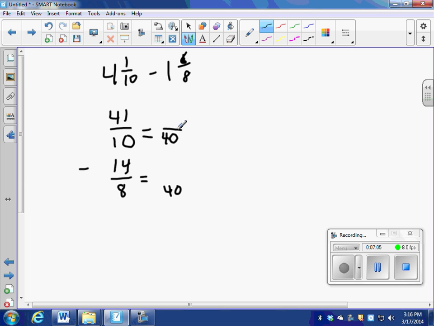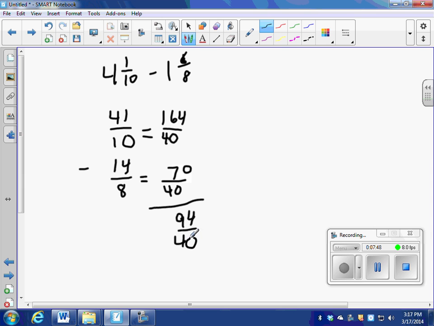10 times 4 is 40. So now I have to do 41 times 4. So you can come off to the side and do the math. And when you do that, you get 164. 8 times 5 equals 40. And then you have 14 times 5. So you could do that off to the side. And when you do so, you get 70. So now you have 164/40ths minus 70/40ths. So you can see where this might be a little bit more challenging because your numbers are so big. So when you do your subtraction, you get 94/40ths.